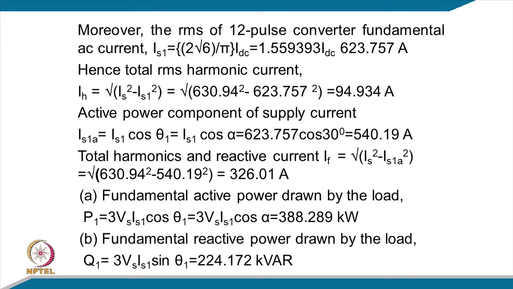The fundamental active power drawn by the load will be 3 Vs1 IS1 cos theta 1, that is 3 Vs IS1 cos alpha, and it is 388.289 kilowatt. The fundamental reactive power drawn will be Q1, that is 3 Vs IS1 sin theta 1, and after putting the value it comes 224.17 kVAr.